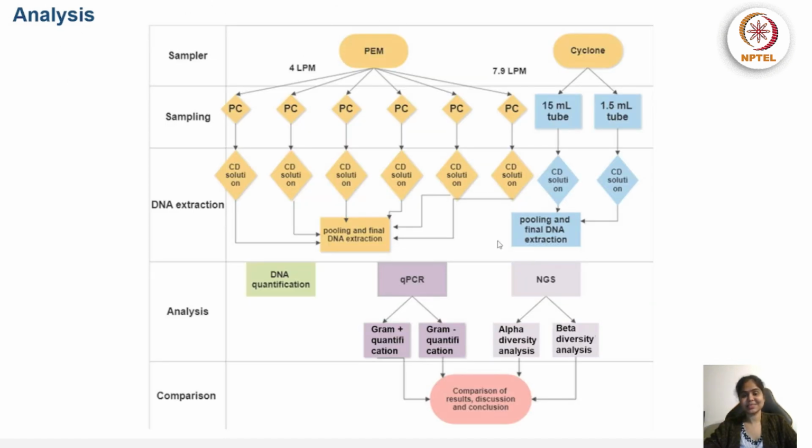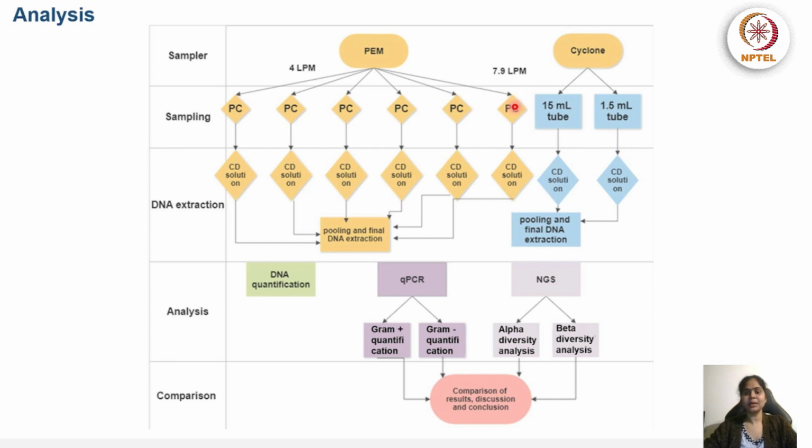So this is a schematic diagram which shows how all the analysis was carried out. As I told, we had multiple PEM samplers so that we can compensate for the cyclone. The cyclone can go up to 10 liters per minute, but at the end of sampling, the average was 7.9 lpm, whereas PEM worked at 4 lpm. So we had 6 PEM samplers and 2 stages in the cyclone. Since PEM cannot do size distribution, we combined these two together.